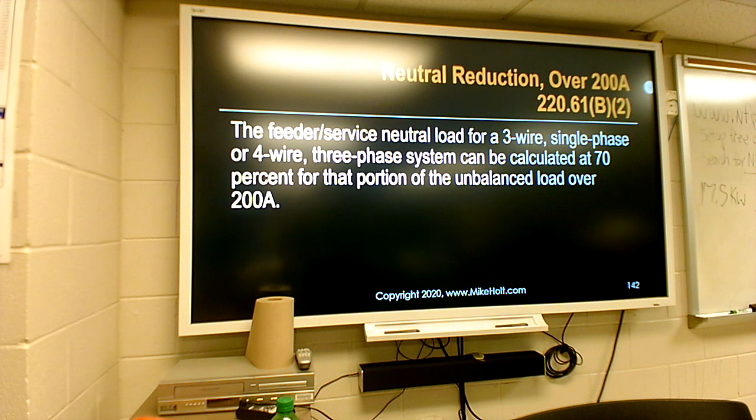Okay, so whether you're dealing with single phase or three phase, the neutral can be counted at 70% of a portion of the unbalanced load that goes over 200 amps. So that's a little catch there. If you go over 200 amps, you can count the excess portion at 70% for the neutral wire.